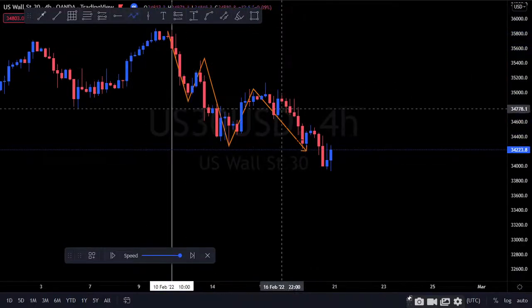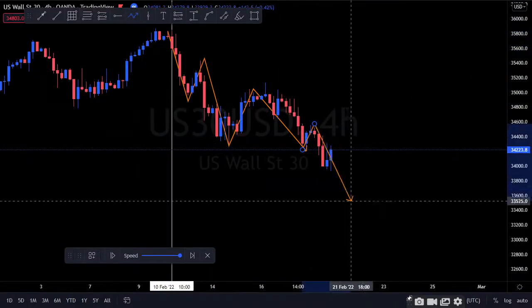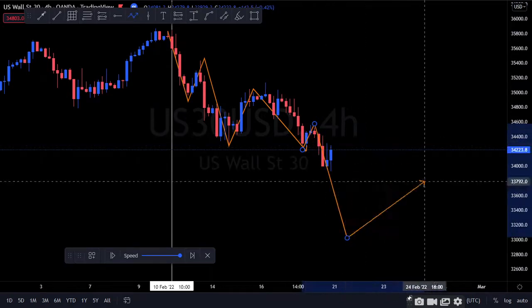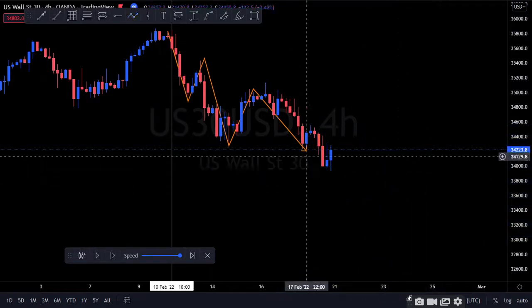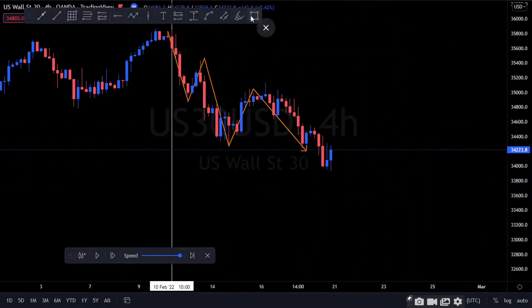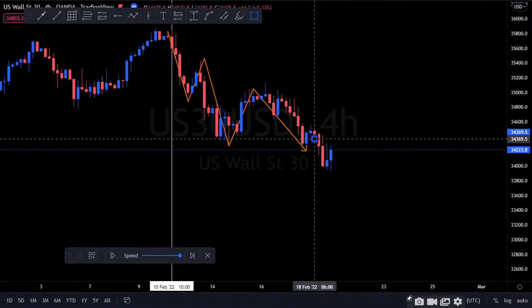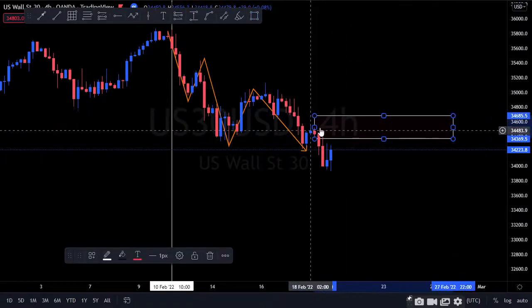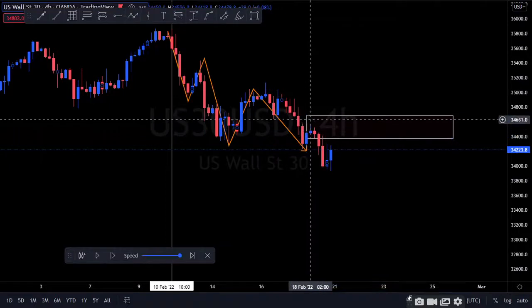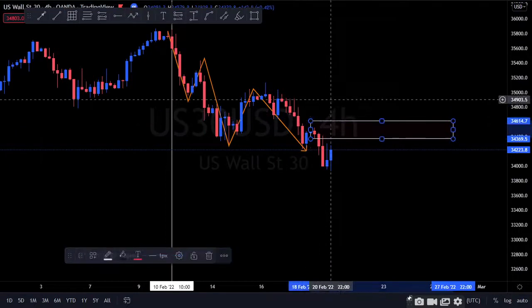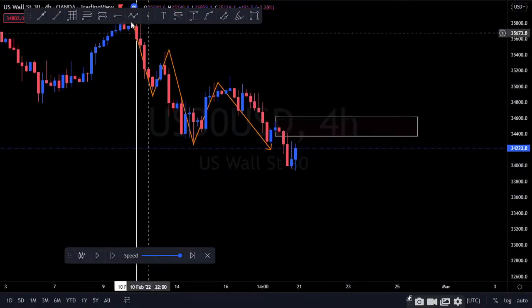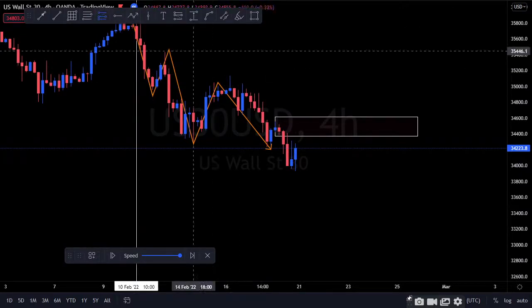We have retracement, and then we are expecting expansion. So our POI will be somewhere here because we find the order block somewhere here. So you just place your trade here.